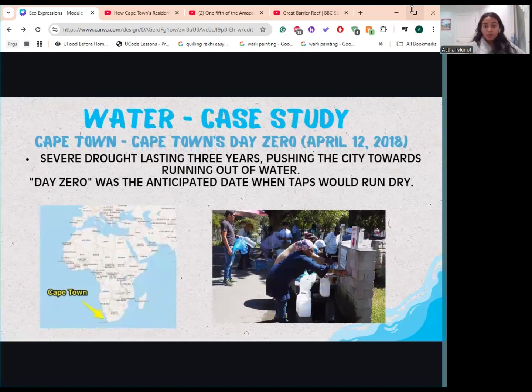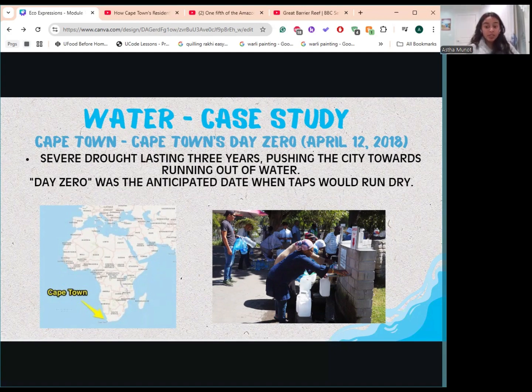Next, we're going to talk about water. This is a case study in Cape Town, Africa, about water shortage. Water is essential for life, yet billions of people face water shortages. Water pollution also threatens freshwater sources, making them unsafe to drink or harming the ecosystem. So let's look at this example of a city that nearly ran out of water. In 2018, Cape Town, which is in Africa, faced Day Zero, the day when the municipal water supplies were to run dry.